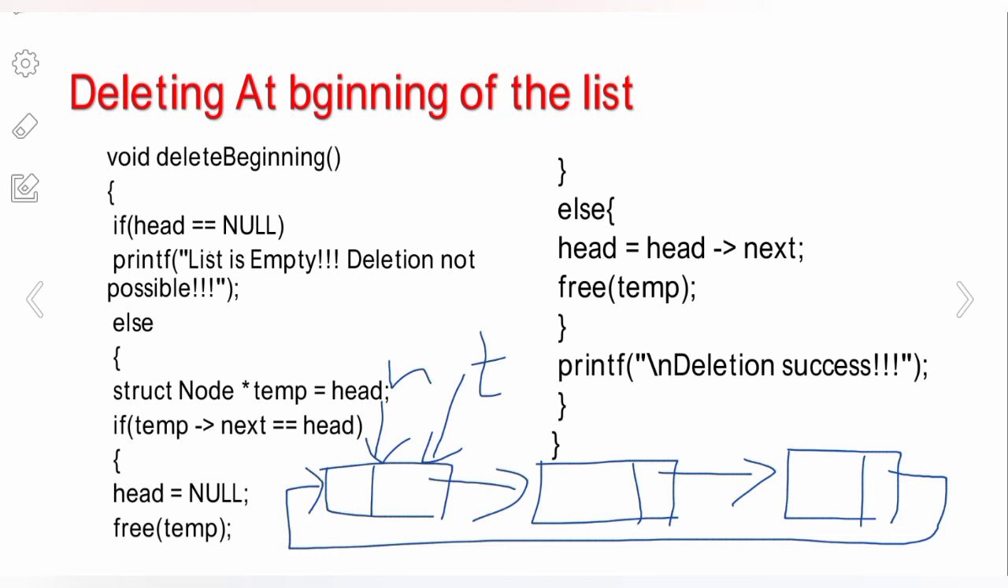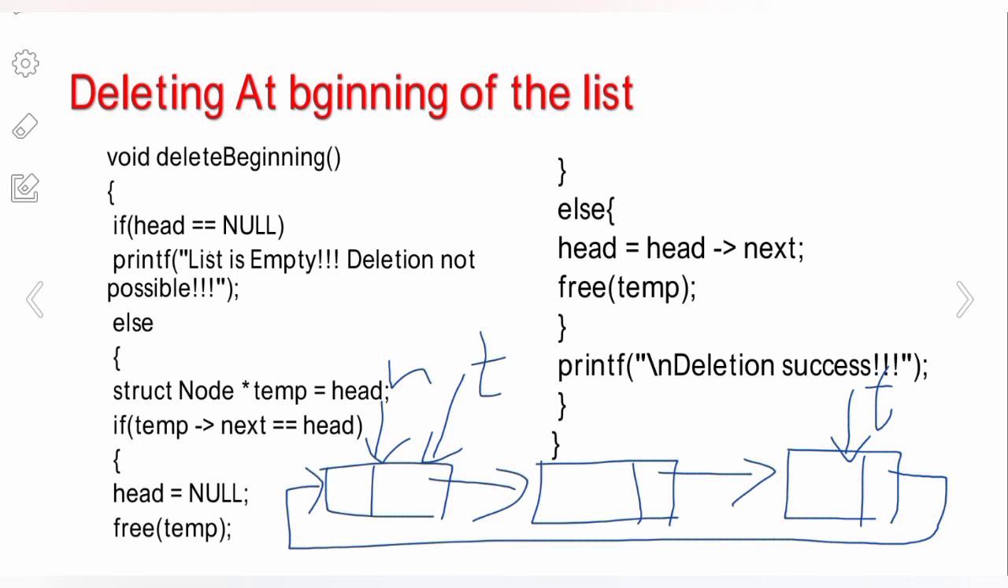And temp->next equals head. That means until we reach the last node of the linked list, we have to traverse the temp pointer. So if head equals null, that means if the given header value is null, then free the temporary value. Here we are going to traverse the temp to the end of the linked list.